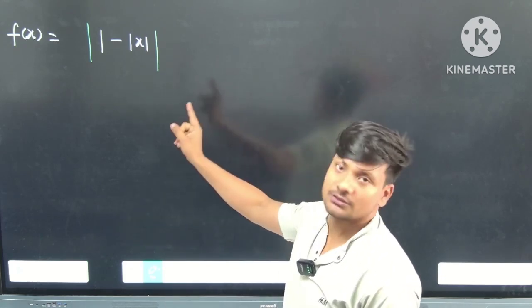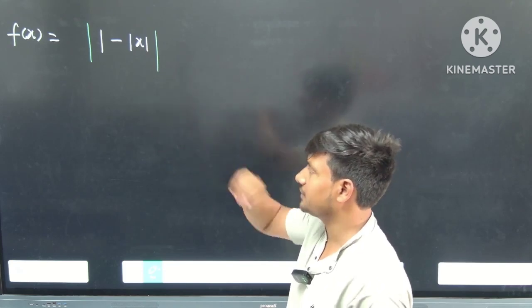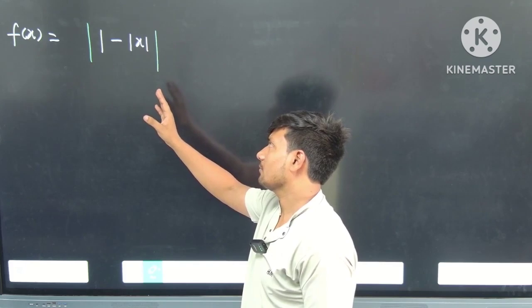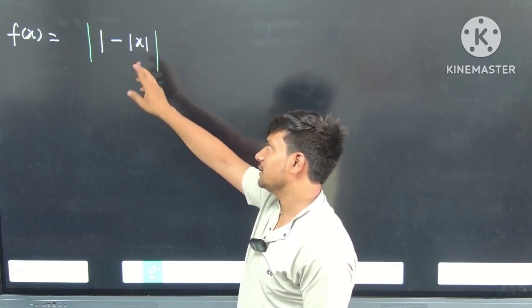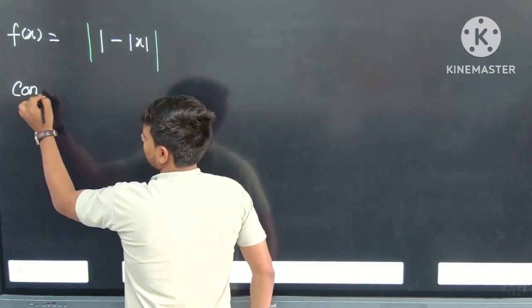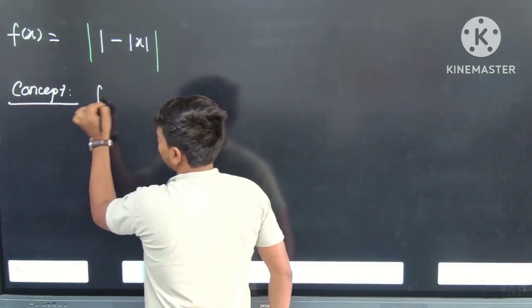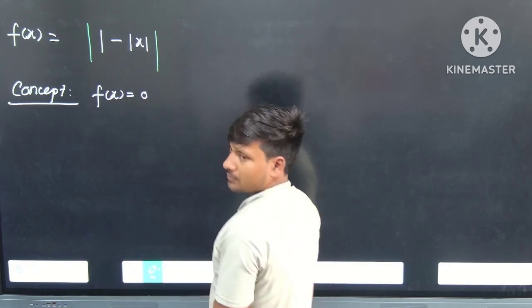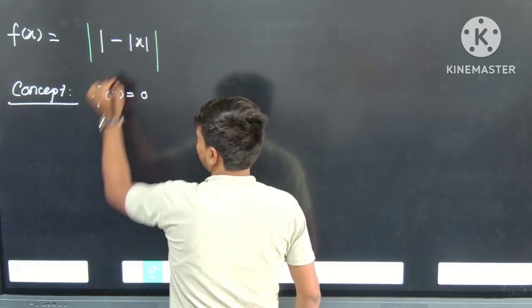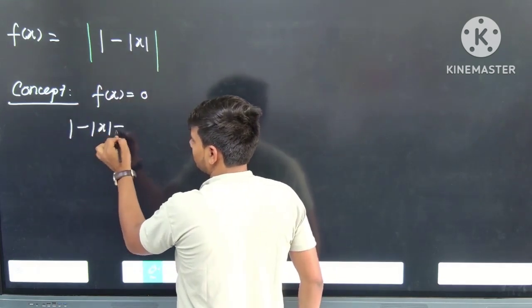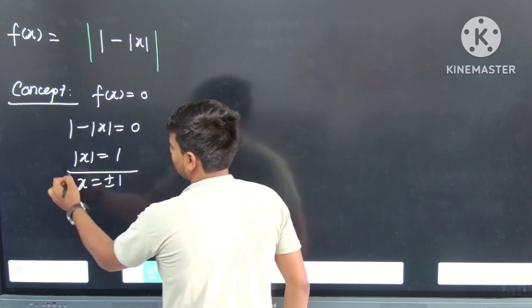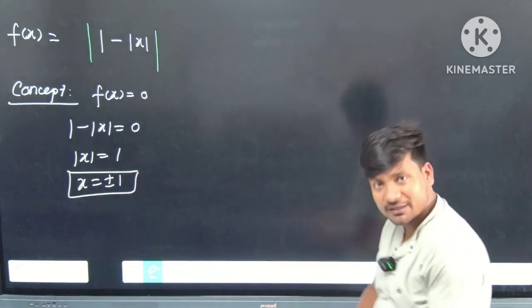So we have two ways to check the differentiability of this function. One is by the graphical method, another is by the concept that this function must be 0. So first we will see the concept. What is the concept? f(x) must be 0. Under this modulus, the function is 1 minus mod x. So 1 minus mod x equals 0, so mod x equals 1, so x equals plus minus 1.